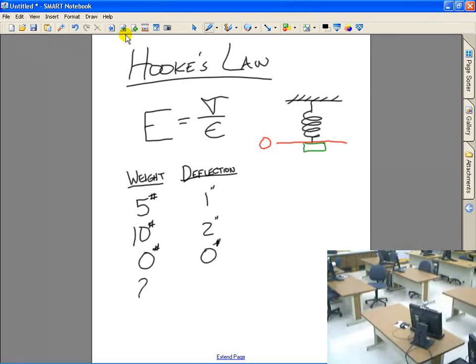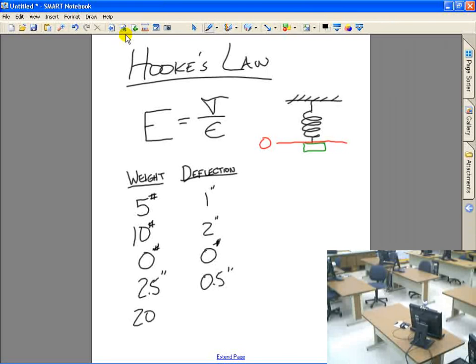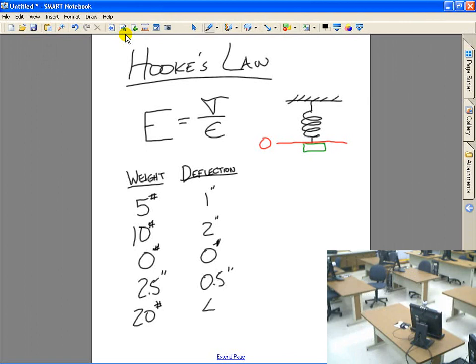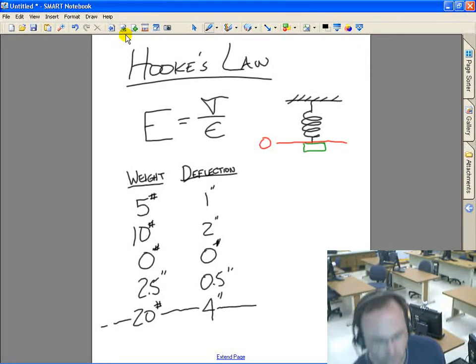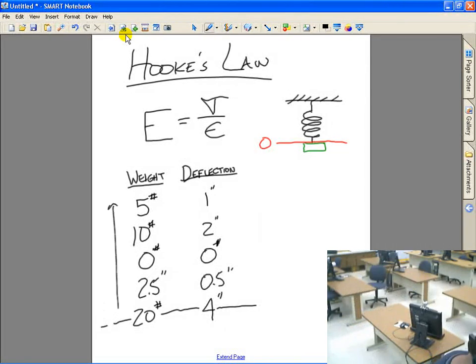Let's say I put 2.5 pounds on. How many inches of deflection do you think I'd have? Exactly, 0.5 inches. If I put 20 pounds on, how much do you think I'd have? 4 inches. But let's say this was our elastic limit. Once we loaded it beyond 20, we went beyond elastic. This is our elastic range. And once we go beyond that, we get into plastic.